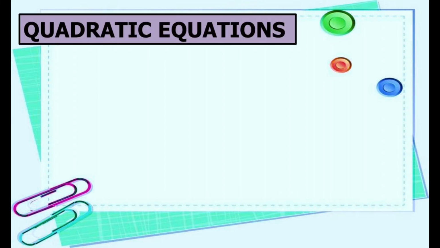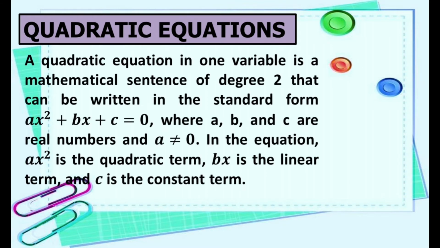Alright, so let us now try to define quadratic equations. A quadratic equation in one variable is a mathematical sentence of degree 2 that can be written in the standard form ax squared plus bx plus c is equal to 0, where a, b, and c are real numbers and a should not be equal to 0.